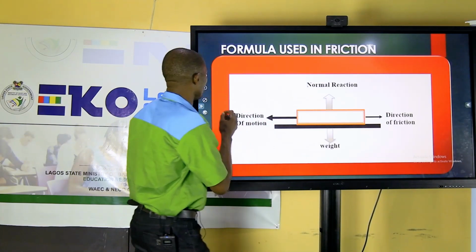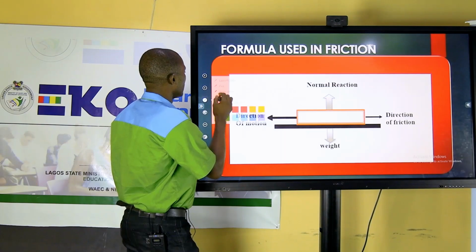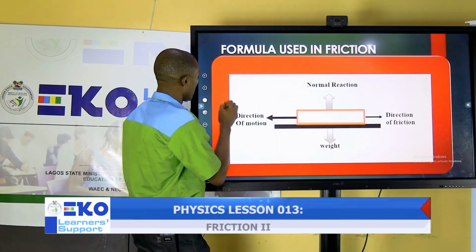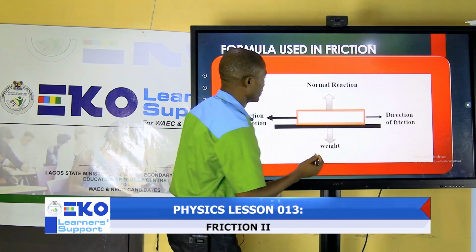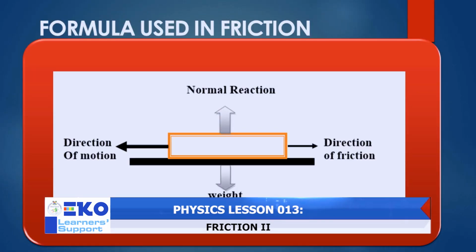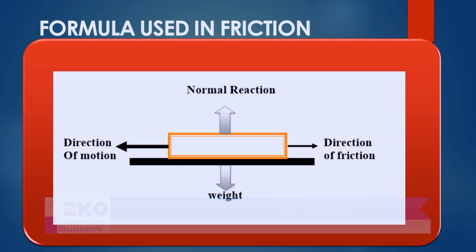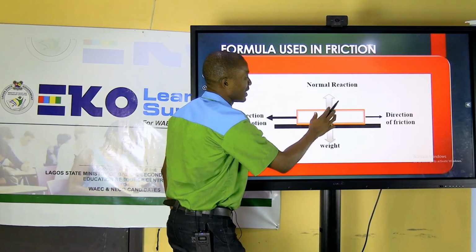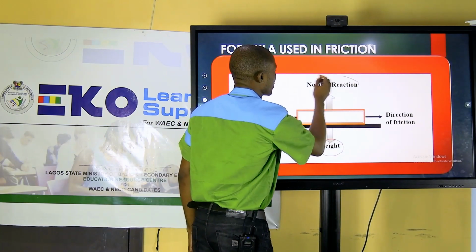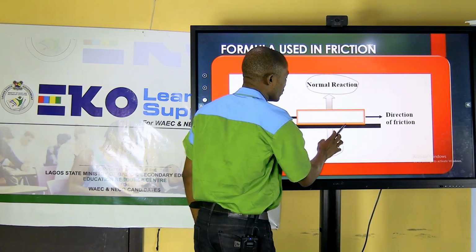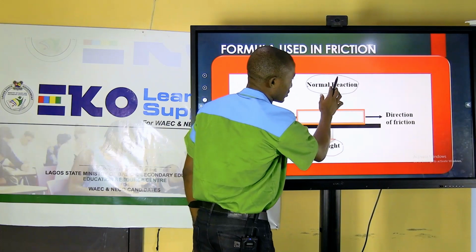Look at what we are talking about just now. This normal reaction is acting upwards. Normal reaction is upwards while weight acts downward. Because they are directly proportional, they are equal but opposite. So weight acts downward, normal reaction acts upward. So whatever weight we have is also the normal reaction we are having.